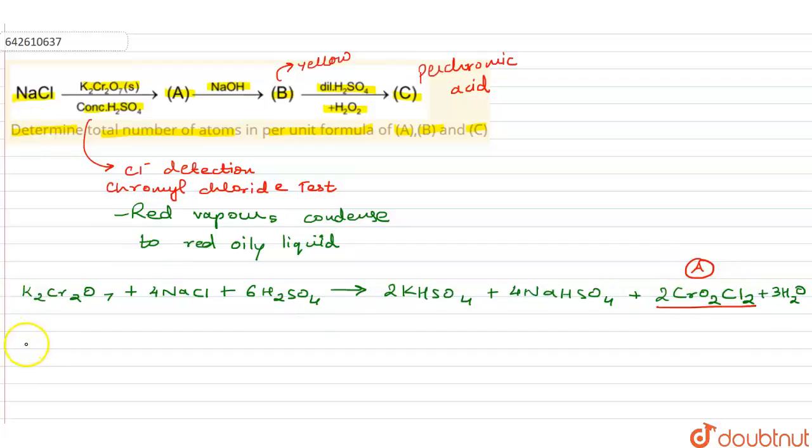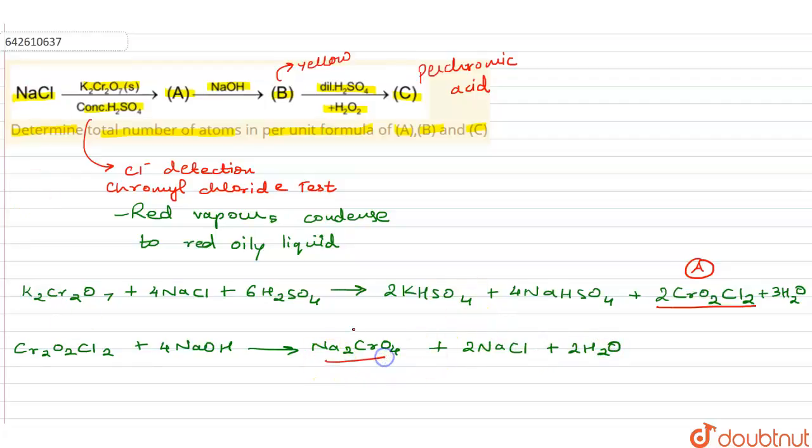Now the next reaction is wherein your chromyl chloride would be reacting with 4 moles of sodium hydroxide. And that will give me the formation of Na2CrO4, then twice the amount of NaCl and 2 parts of water. Now in this case, Na2CrO4 is the product of our interest, which we mark as B. Chromyl chloride is a red vapor, as I told you, condensing to a red oily liquid, whereas sodium chromate is a yellow colored mass.